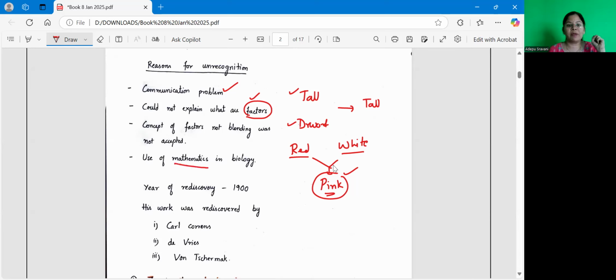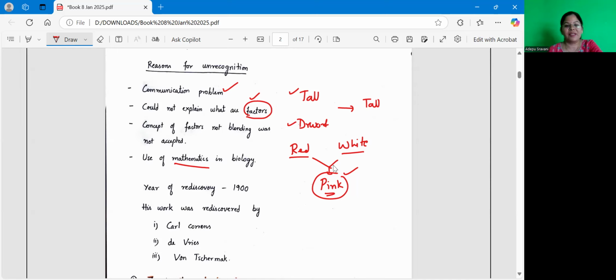And also the use of mathematics in biology. See, we biologists usually don't like maths. That's why we are in this stream, isn't it? So there also, since Mendel was using maths in biology, many people were like, no, we cannot take that. So these were the reasons for his non-recognition during his time.